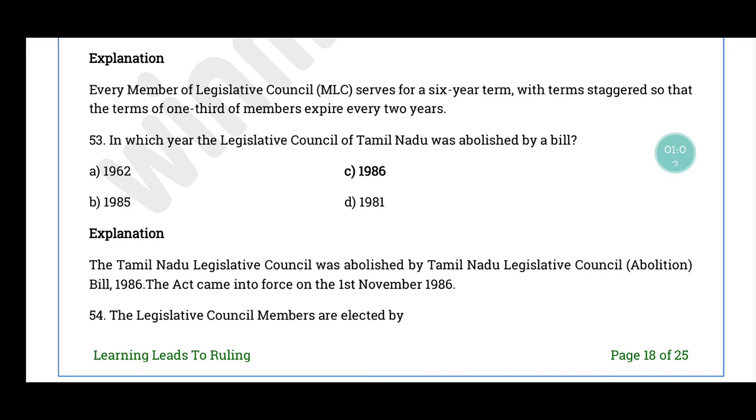Question number 53. In which year the Legislative Council of Tamil Nadu was abolished by a bill? The correct answer is option C, 1986. Tamil Nadu Legislative Council was abolished by an abolition bill passed in the year 1986. In the act, 1st November 1986 it came into force.